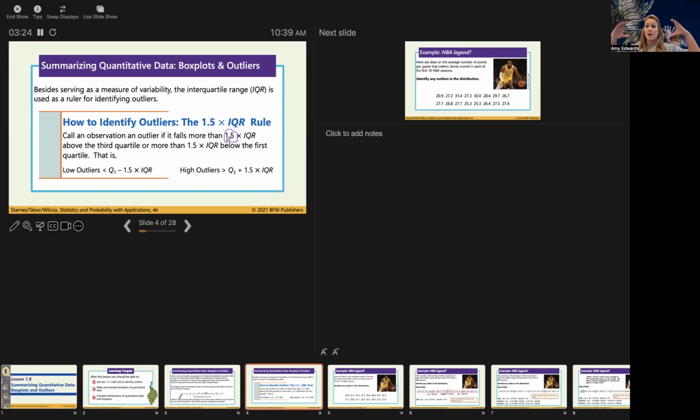Okay, I'm going to have a lower bound. I'm going to have an upper bound. Anything that falls within this range is not an outlier. But if there's a number that falls below the range, it's an outlier. If it's above the range, it's an outlier.